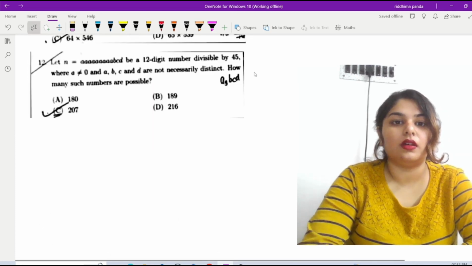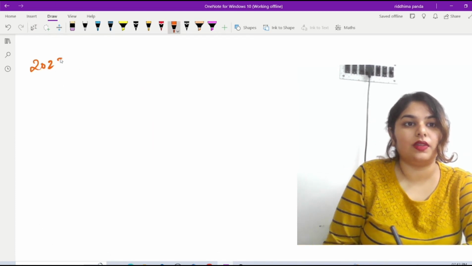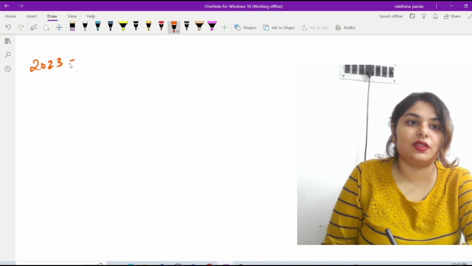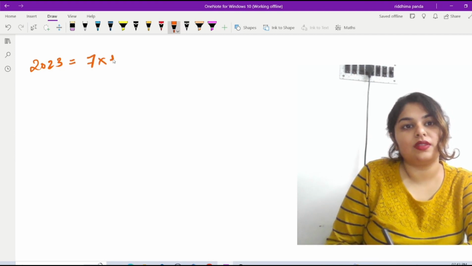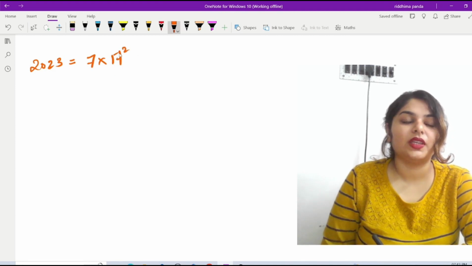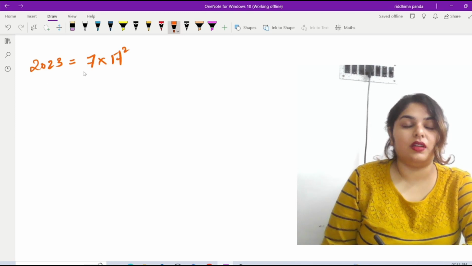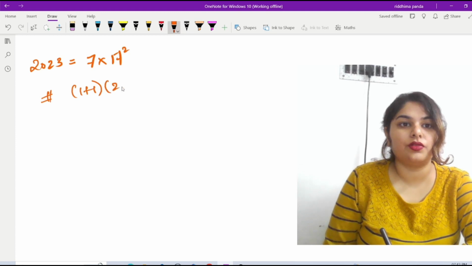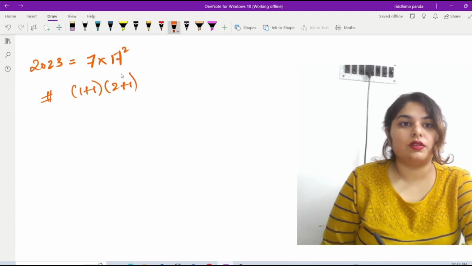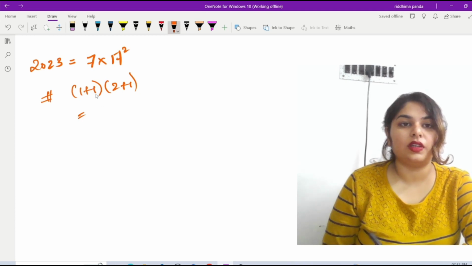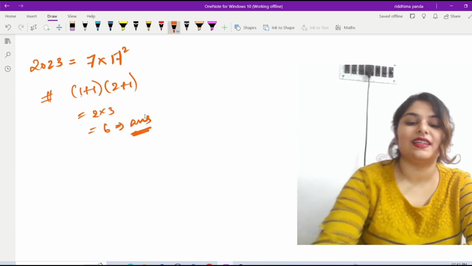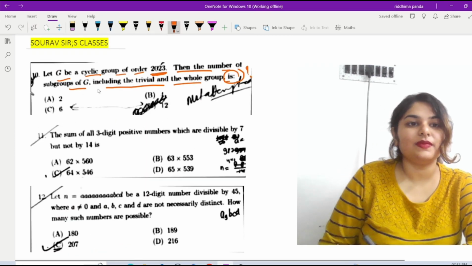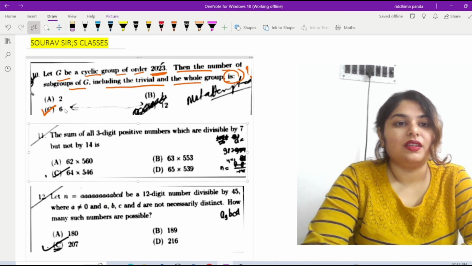Okay, so first let us write down, it is given that 2023, right? Now this 2023 can be written in this form, that is 7 into 17 square, correct? Now, number of divisors, how many are there? That is (1 plus 1) into (2 plus 1), correct? So the number of subgroups here, including the whole group itself, will be 2 into 3, that is 6. So here the answer should be 6. That is option C.